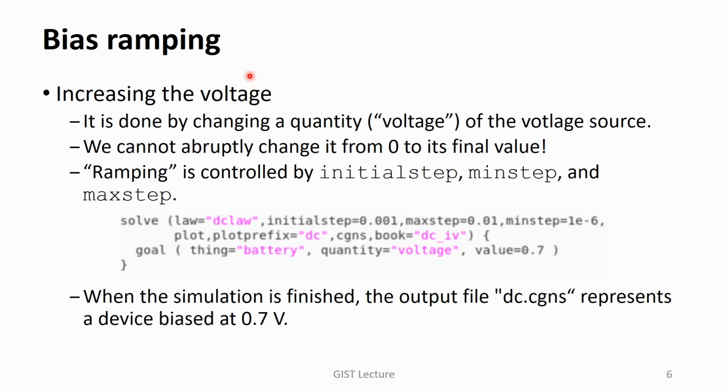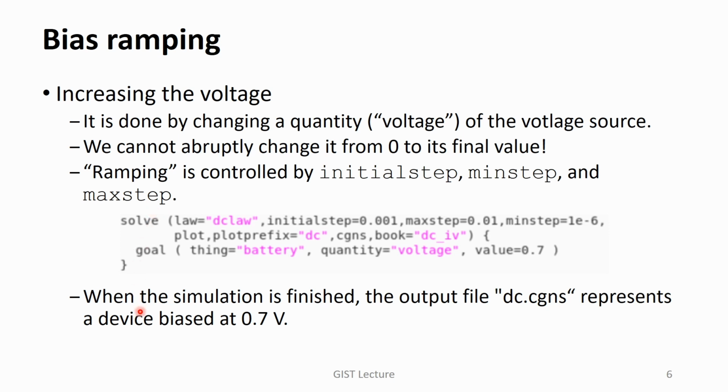Let's start the simulation. We want to increase the voltage. It is done by changing the quantity voltage of the voltage source. Unfortunately, we cannot abruptly change the voltage from 0 to its final value. Instead of that, we'll ramp up the voltage. This procedure is controlled by parameters such as initial step, min step, and max step.